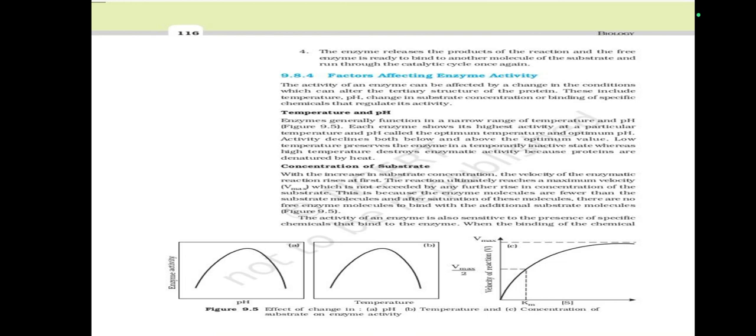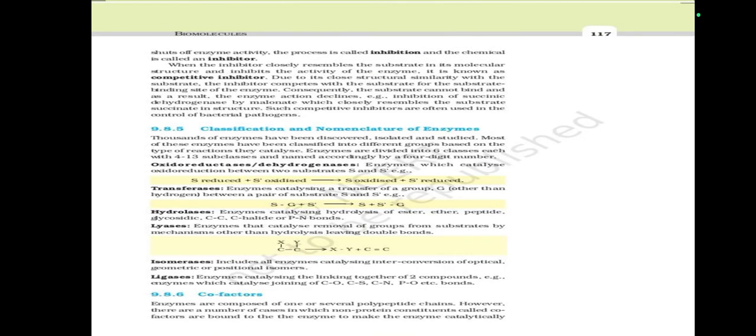The activity of an enzyme is also sensitive to the presence of specific chemicals that bind to the enzyme. When binding of the chemical shuts off enzyme activity, the process is called inhibition, and the chemical is called an inhibitor. When the inhibitor closely resembles the substrate in its molecular structure and inhibits the activity of the enzyme, it is known as a competitive inhibitor.